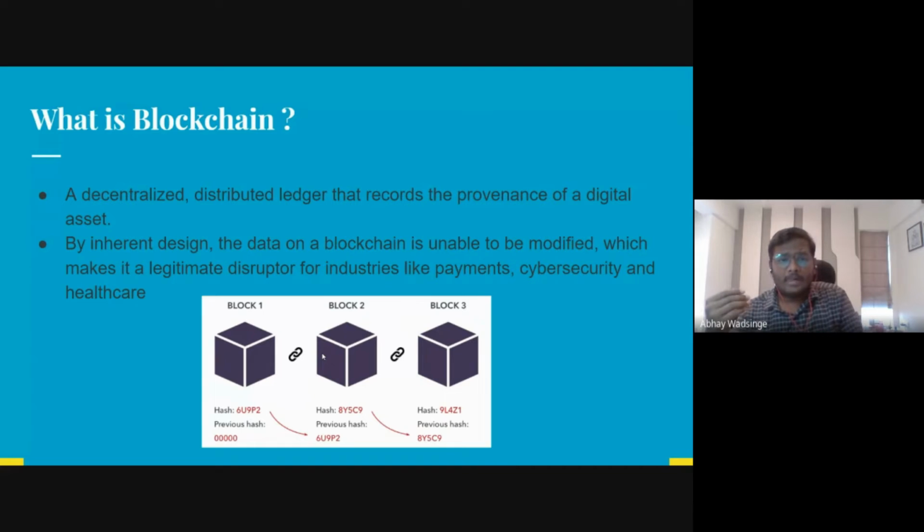Now, the government has started to use blockchain technology in EVMs, meaning the voting machine, because no one can hack it and no one can get into it. So that's the main reason. In the coming years, the EVM, the voting machine, will be based on blockchain technologies. The current industries working on payment, cybersecurity, and healthcare have been using blockchain technology for a long period of time.